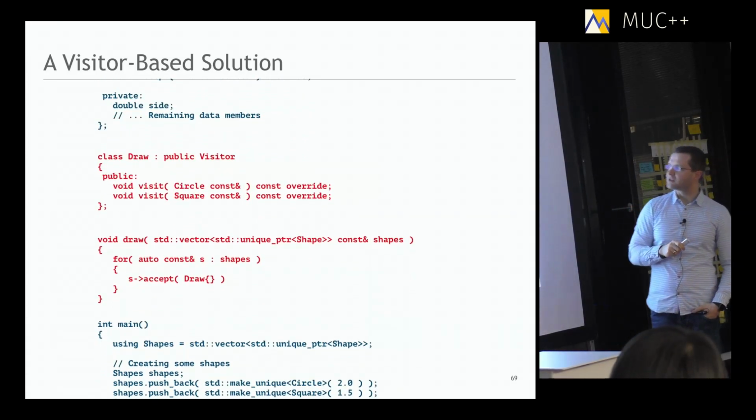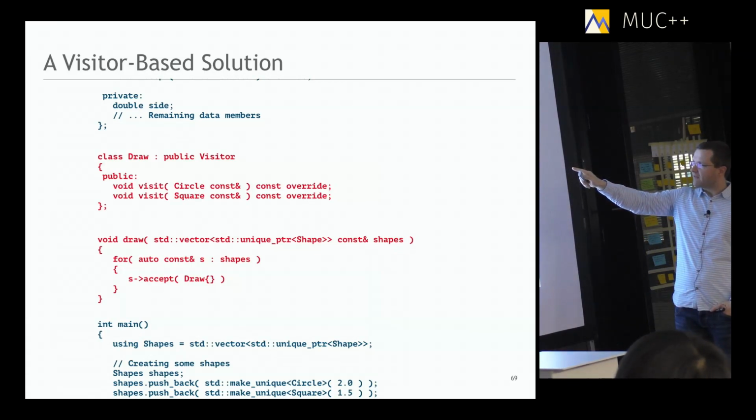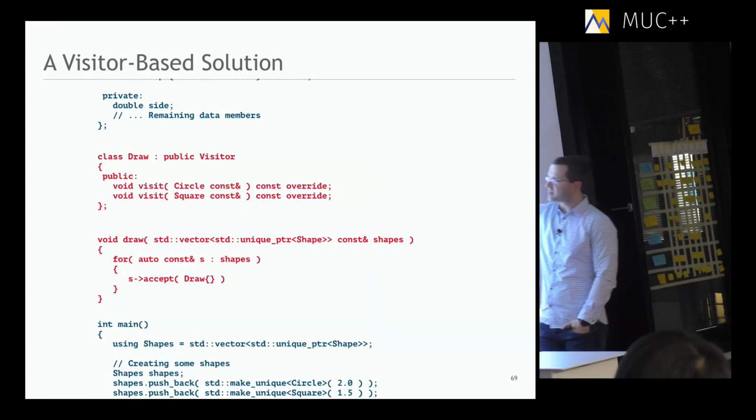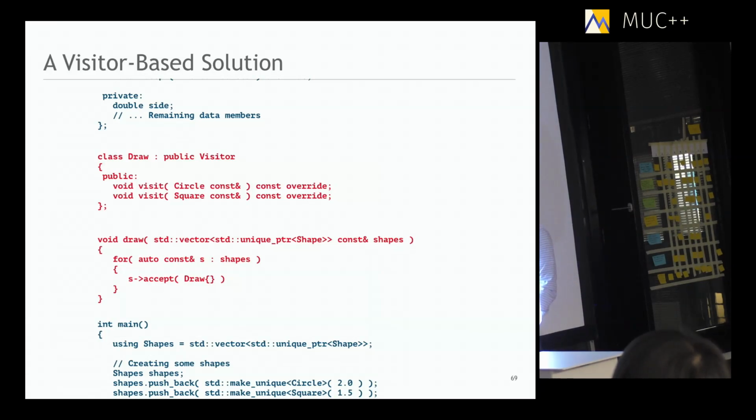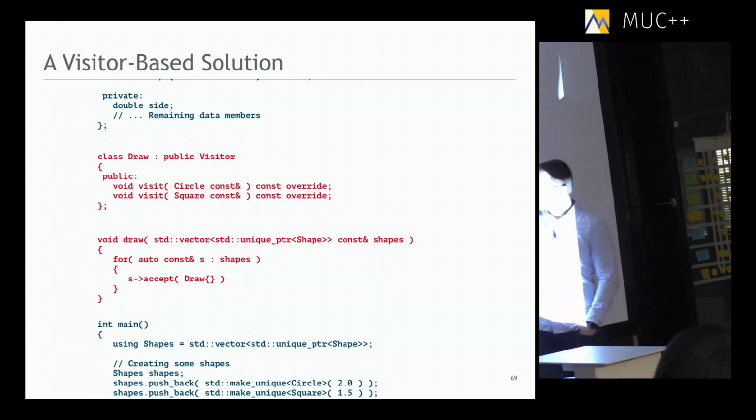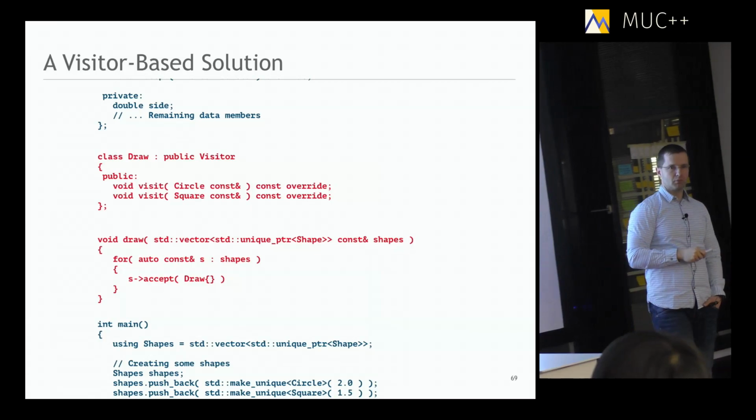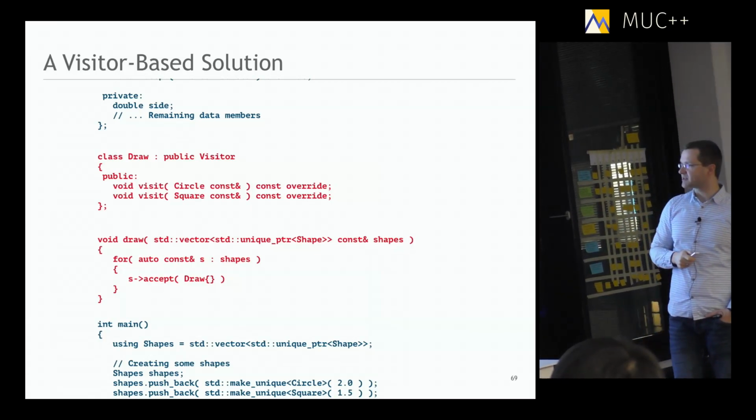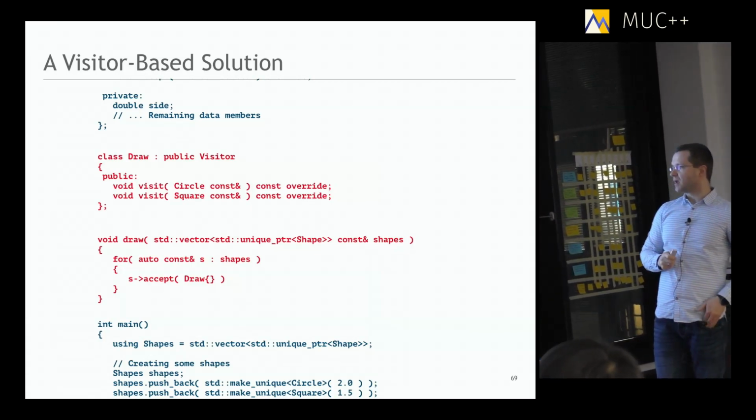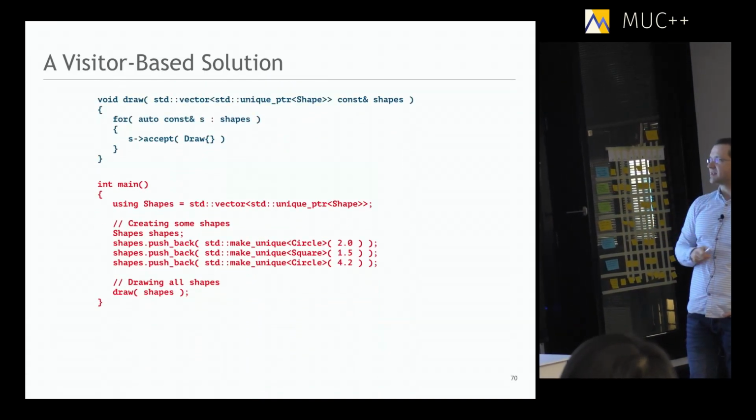Draw might be our visitor of interest. I want to draw all kinds of shapes. And I can visit both circles and I can visit squares. The draw function that traverses all kinds of shapes now simply has to call accept with draw. And this dispatches this particular visitor. All the shapes are nicely drawn. And again, I do not have to change anything in the main function. This is still the same.